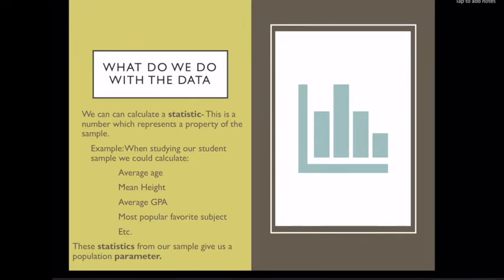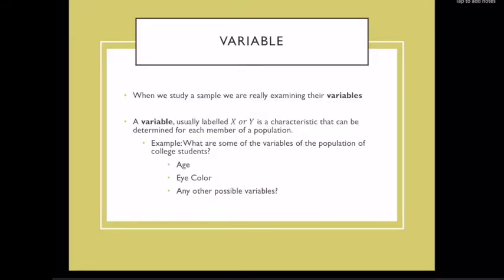So when we're studying a sample, we're really examining their variables, right? Variables are something we haven't worked with a ton since chapter 1 and that little bit of chapter 3 we covered, right? But we can use variables in statistics as well. And a variable is usually represented with a capital letter, it's typically X or Y, and it's a characteristic that can be determined for each member of the population. Okay, so some variables of college students: age, eye color, GPA, major, we could say class standing like freshman, sophomore, junior, senior. So many options.